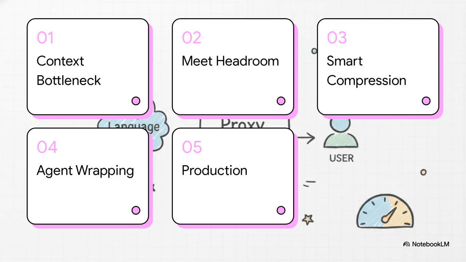Okay, so here's our roadmap for today. We're going to cover: 1. The context bottleneck, 2. Meet Headroom, 3. Smart compression, 4. Agent wrapping, and 5. Production. Let's just dive right in.